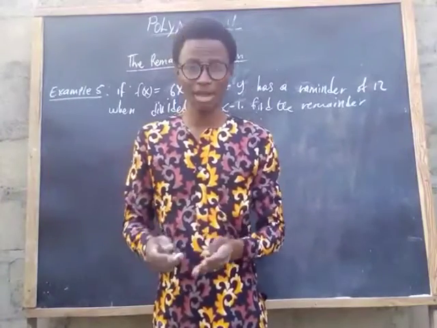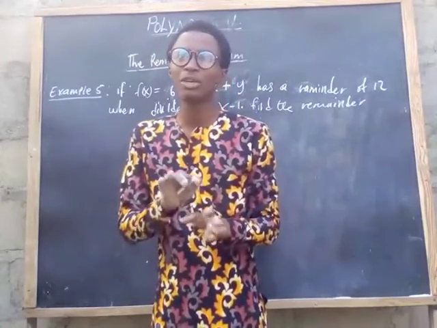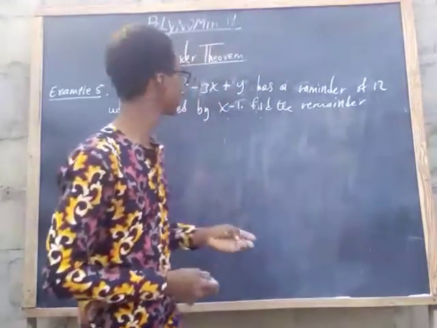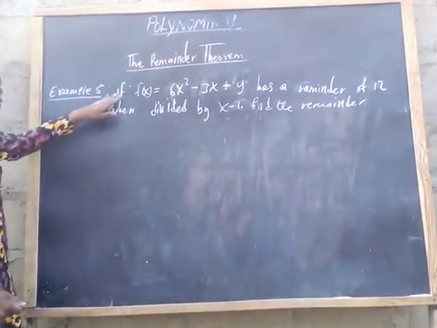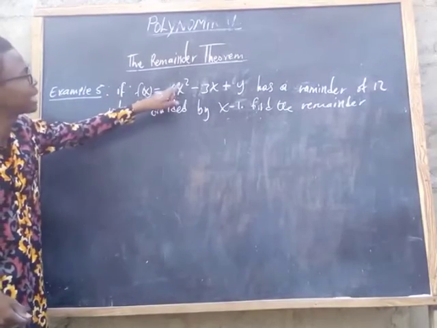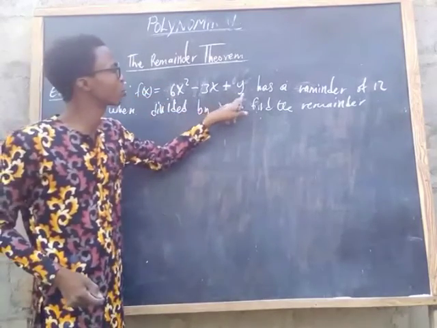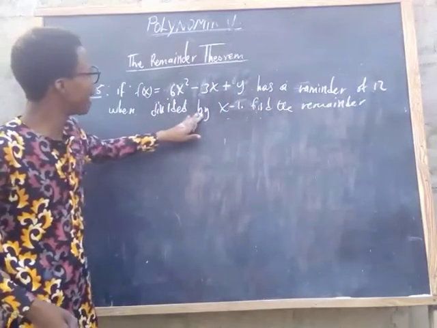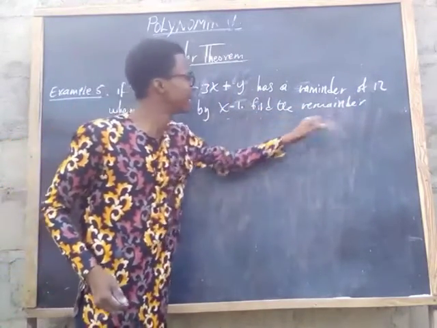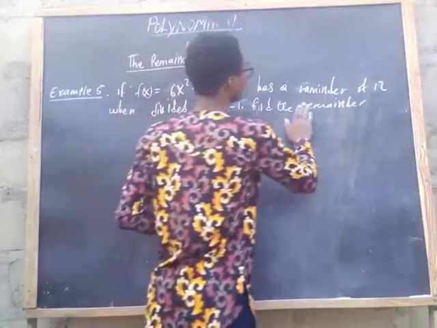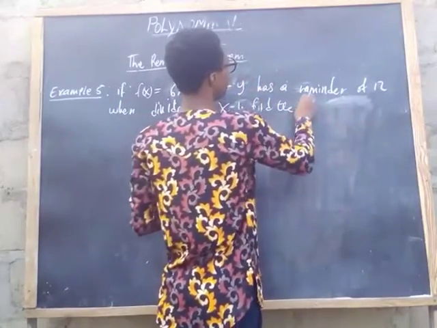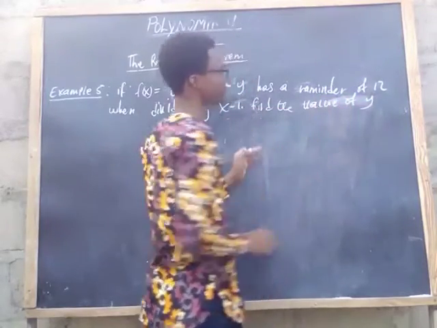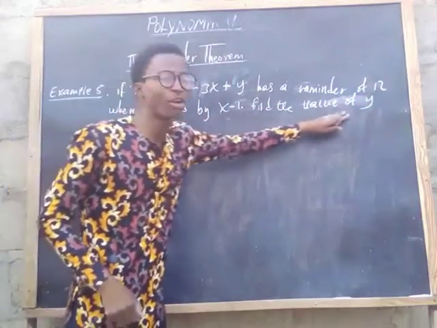We move to example 5. Example 5 will be a little bit different from examples 1, 2, 3, and 4, right? Let's see example 5. If f of x is equal to 6x squared minus 3x plus y has a remainder of 12 when divided by x minus 1, find the value of y.